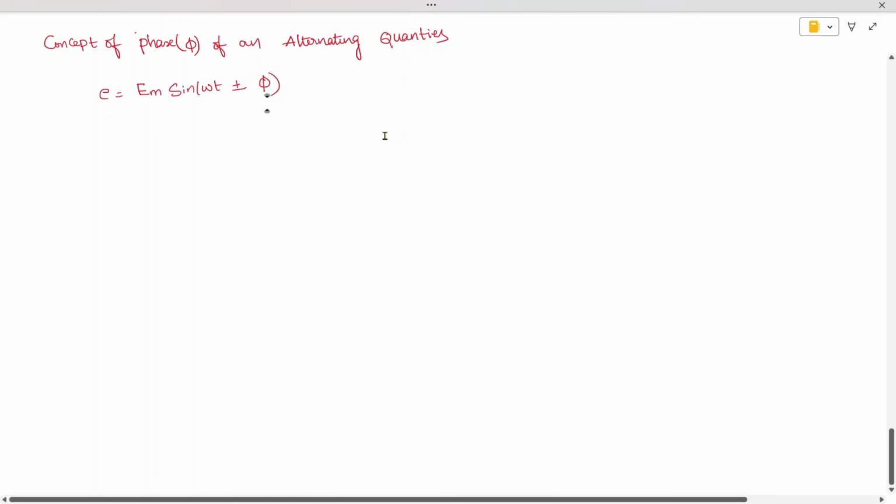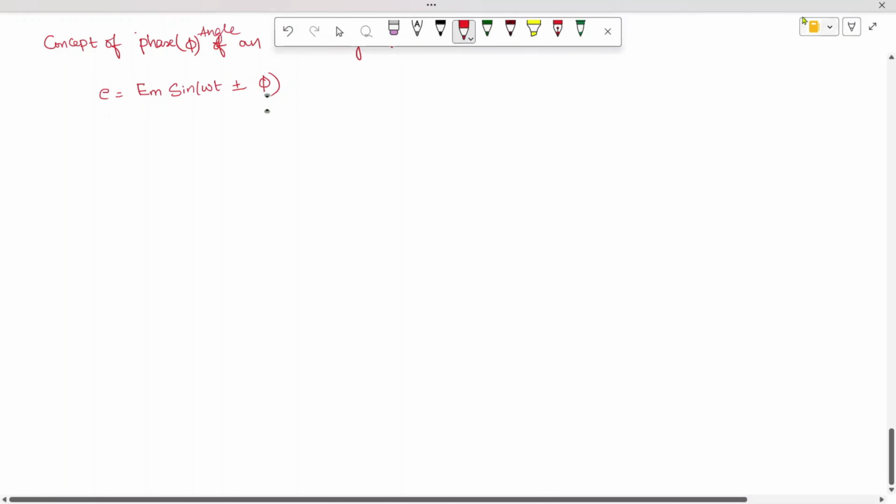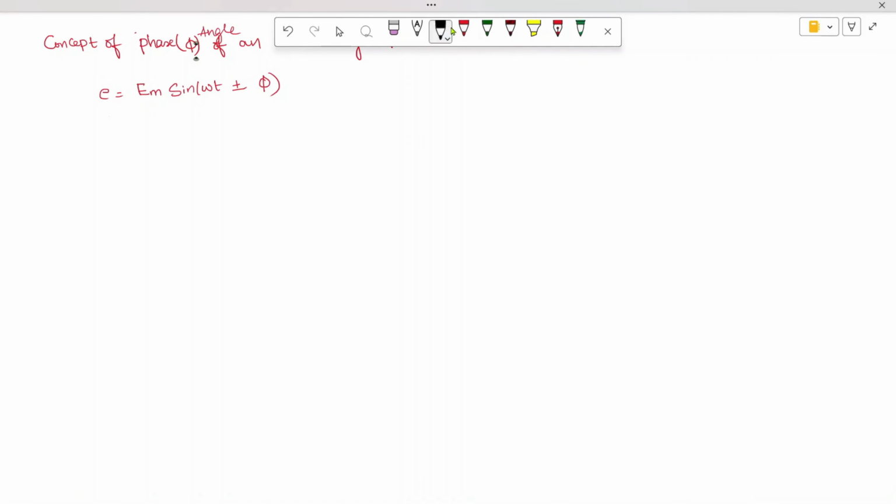Today we are going to discuss the basics of an alternating quantity. So here we are going to discuss what is the concept of phase angle in alternating AC quantities. Okay, so how to understand this phase? We'll have a lot of sessions on alternating quantities. Let's try to understand.